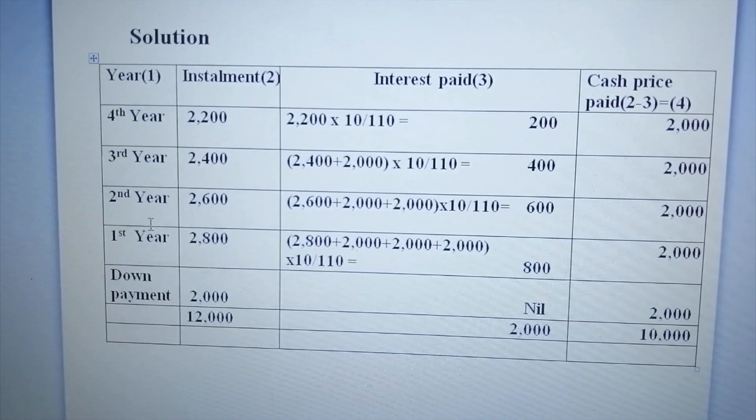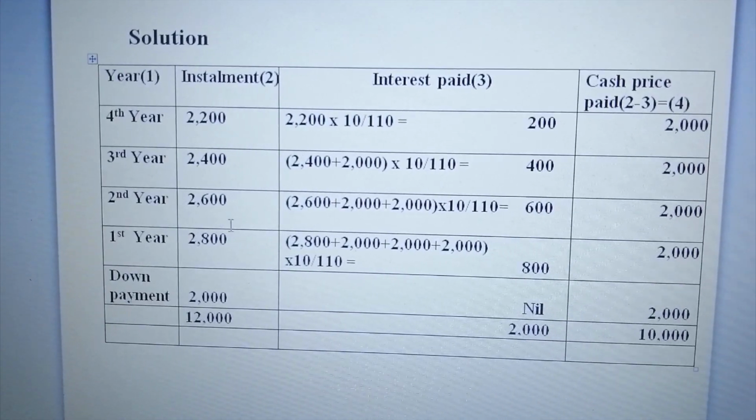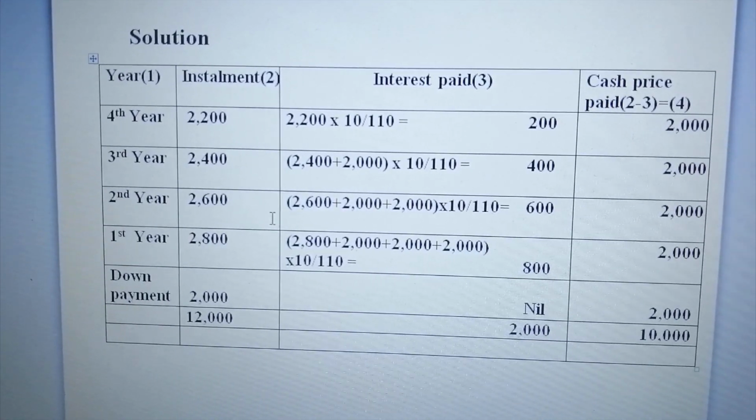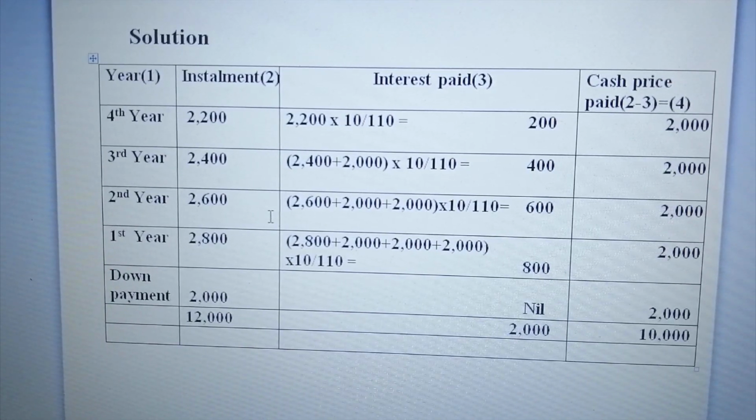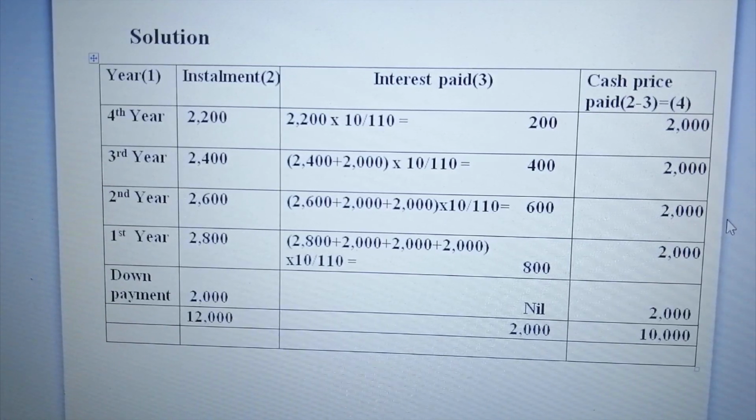Now we are in the second installment. Second installment amount is how much? 2600 rupees. At this stage, still we have to pay two more outstanding dues. That is the third year and fourth year installment. Therefore, along with this installment amount, we have to add the third and fourth year's cash price. In such a way, interest amount is how much? 600 rupees. Therefore, cash price is equal to the installment amount, that is 2600 minus 600, 2000 rupees.